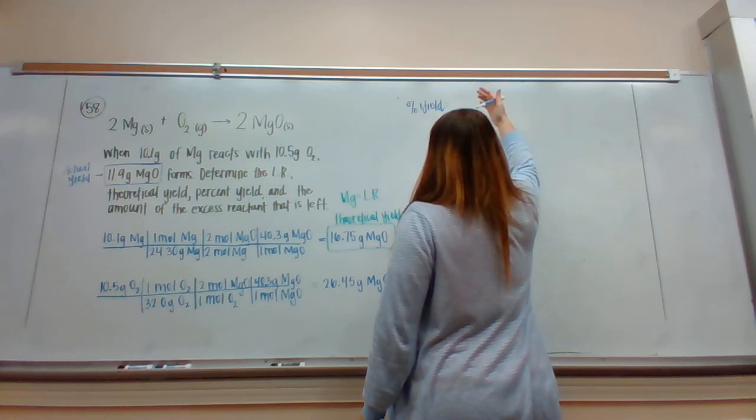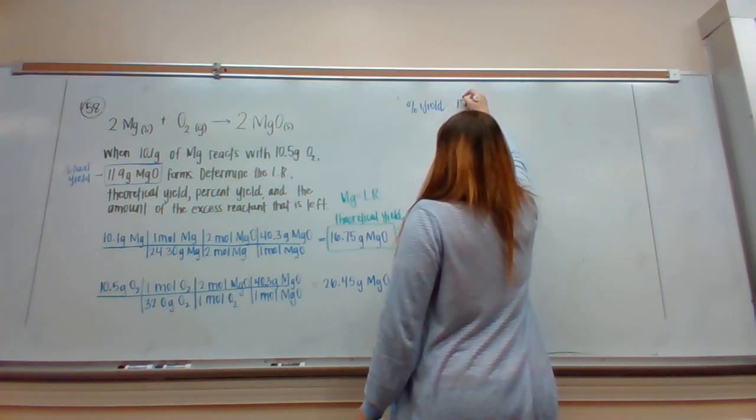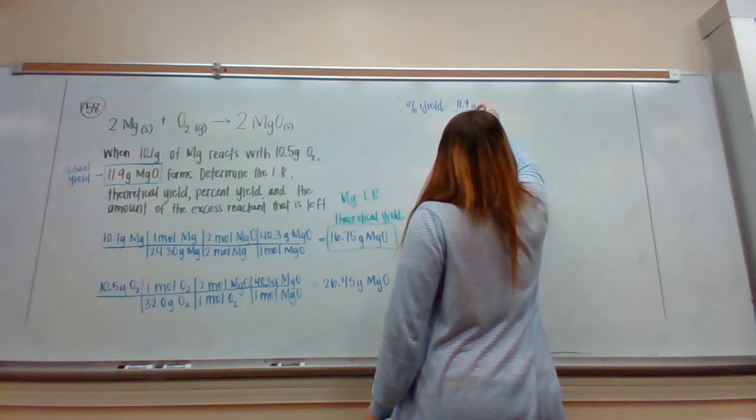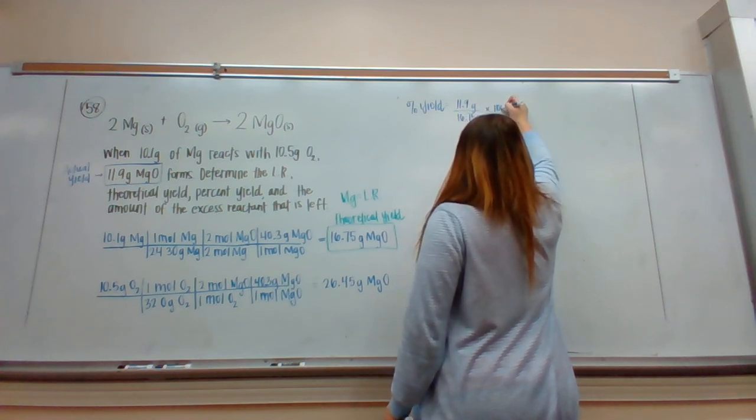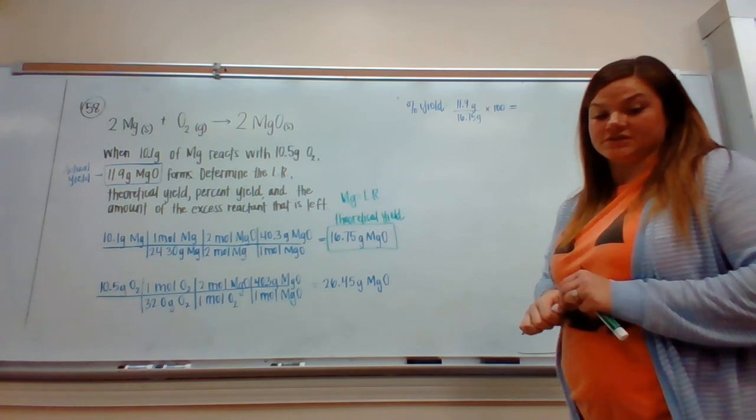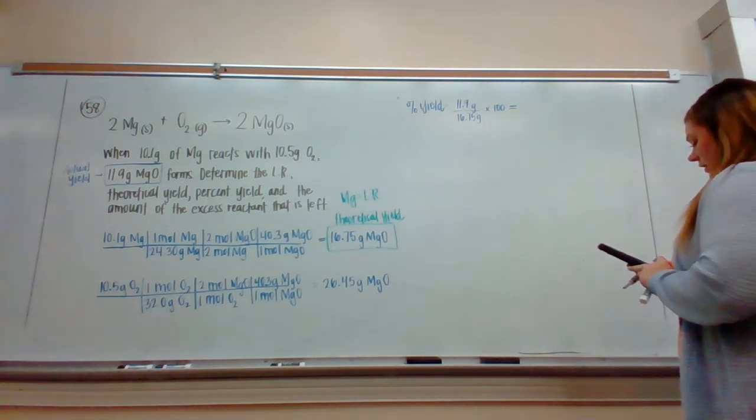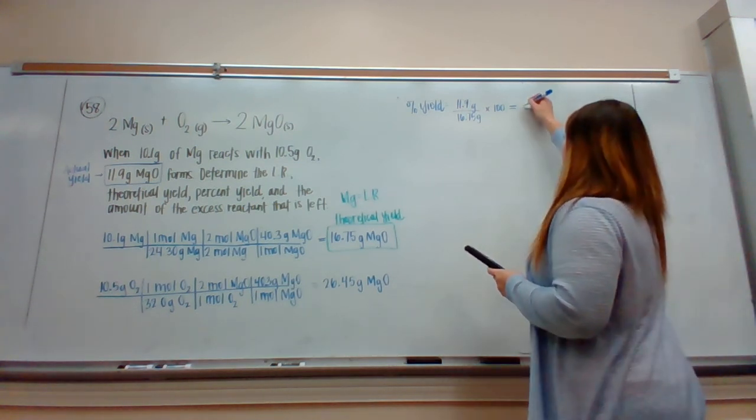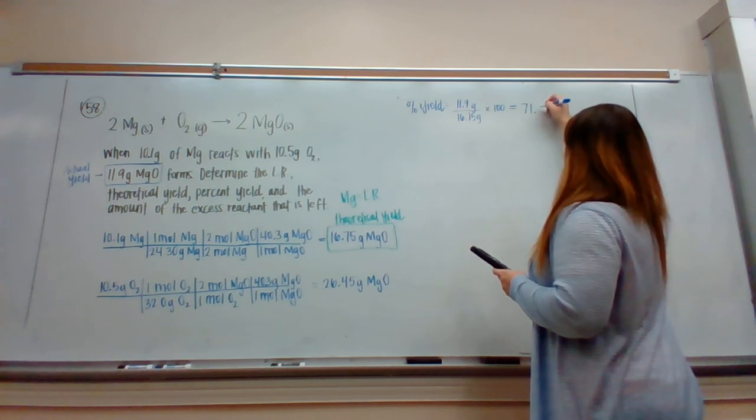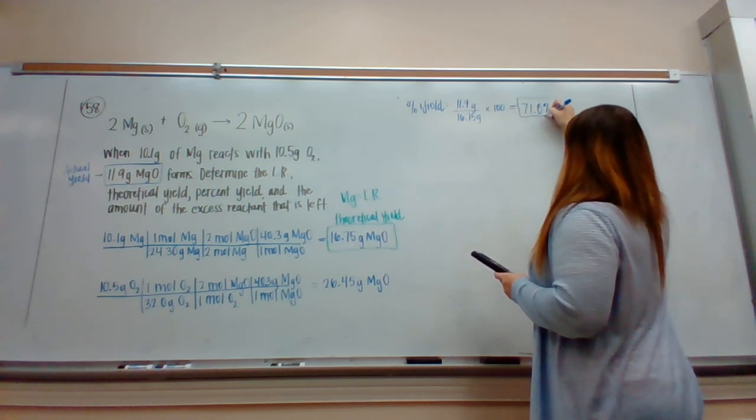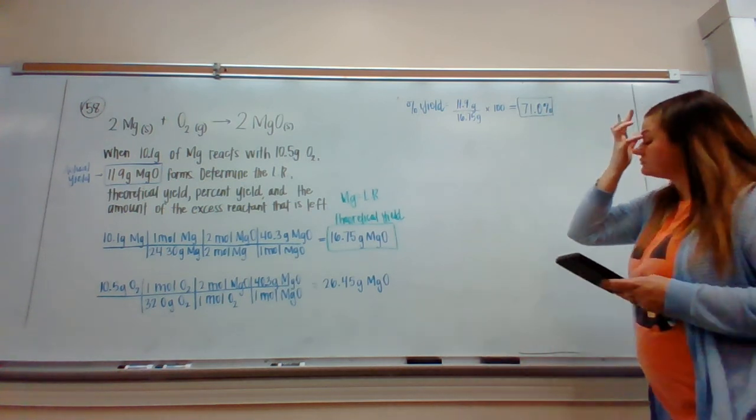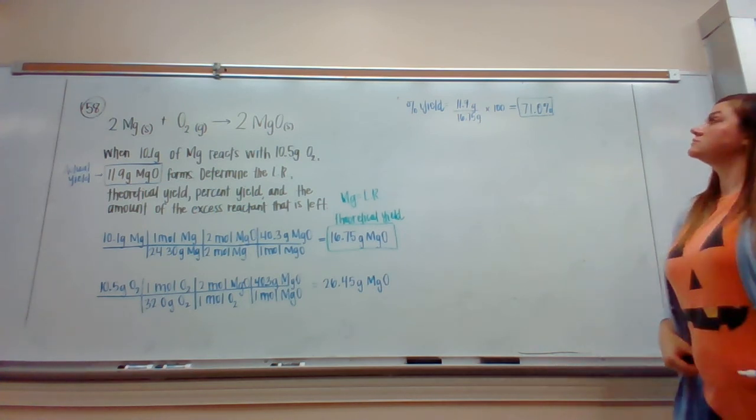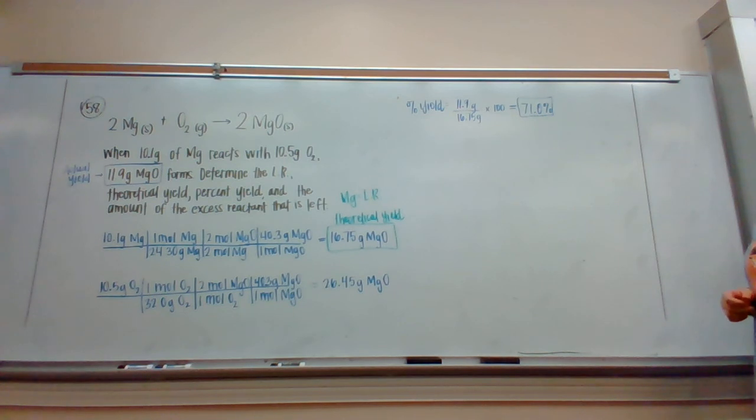Alright, so now let's calculate our percent yield. Percent yield is actual over theoretical times 100. You're always given your actual. You always solve for your theoretical. So for percent yield, I got 71%.